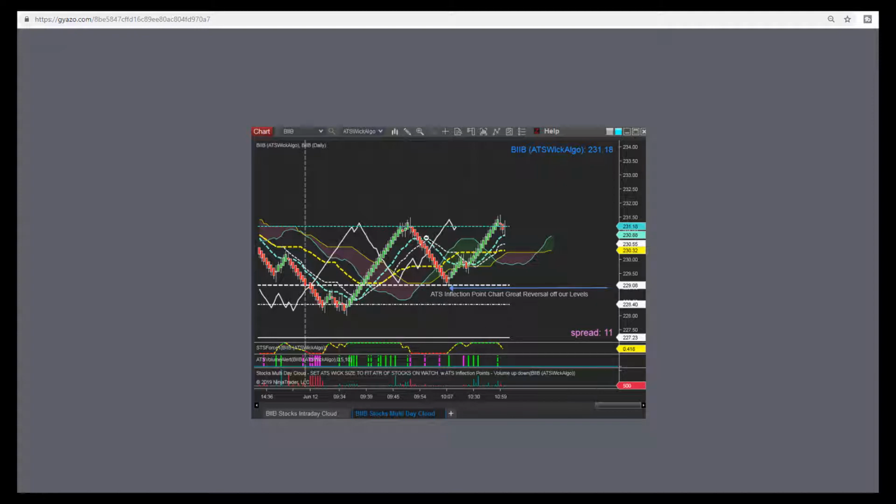ATS inflection point charts and our clouds, and you've watched over and over these yellow lines and how the cloud can help you. But if you don't want to use the cloud, don't use it. You can take it off the charts. You can use just the inflection points. You can also use standardized candles alongside ours or in place of ours. You can replace these candles with a 5-minute candle or a 3-minute or a 2-minute, whatever you want to trade.